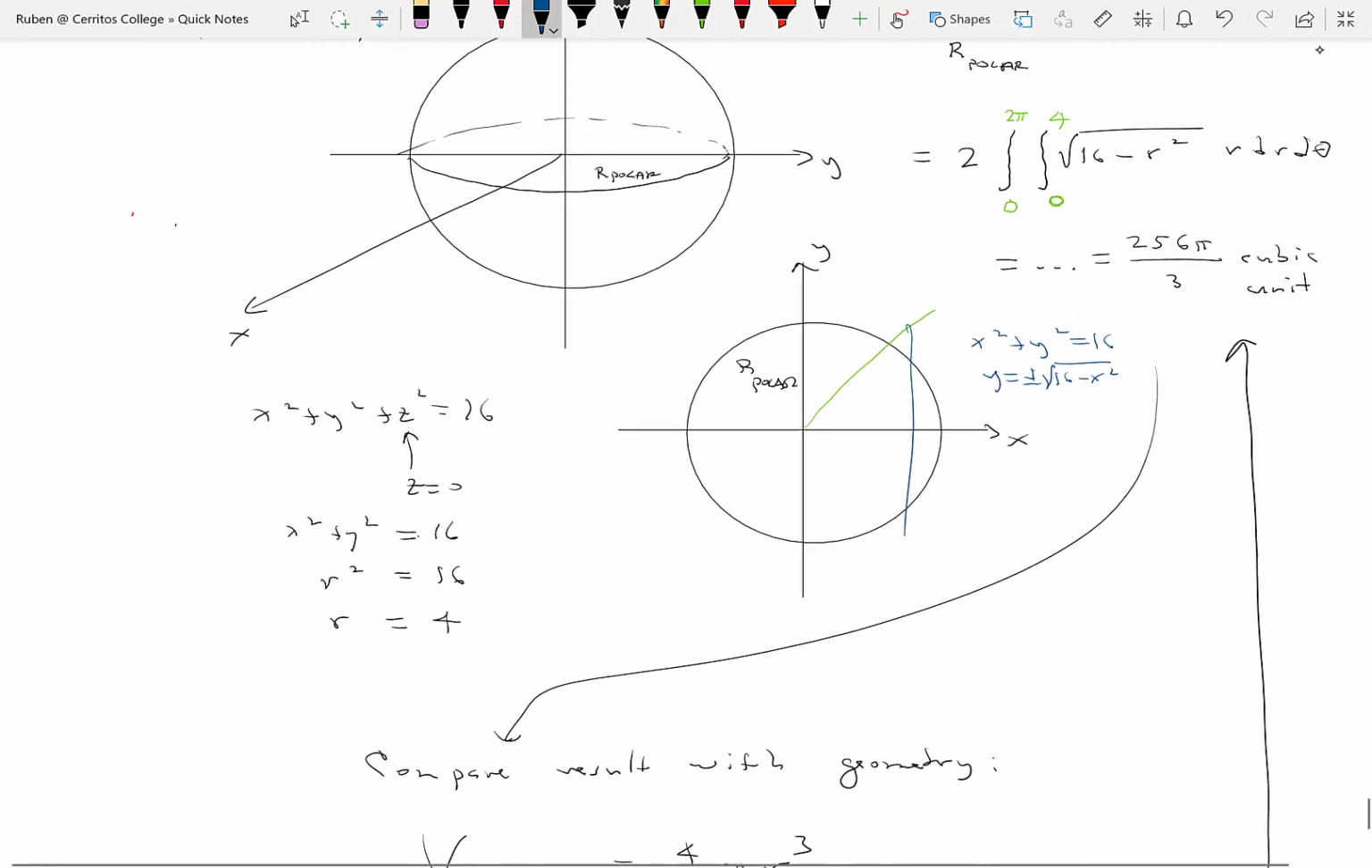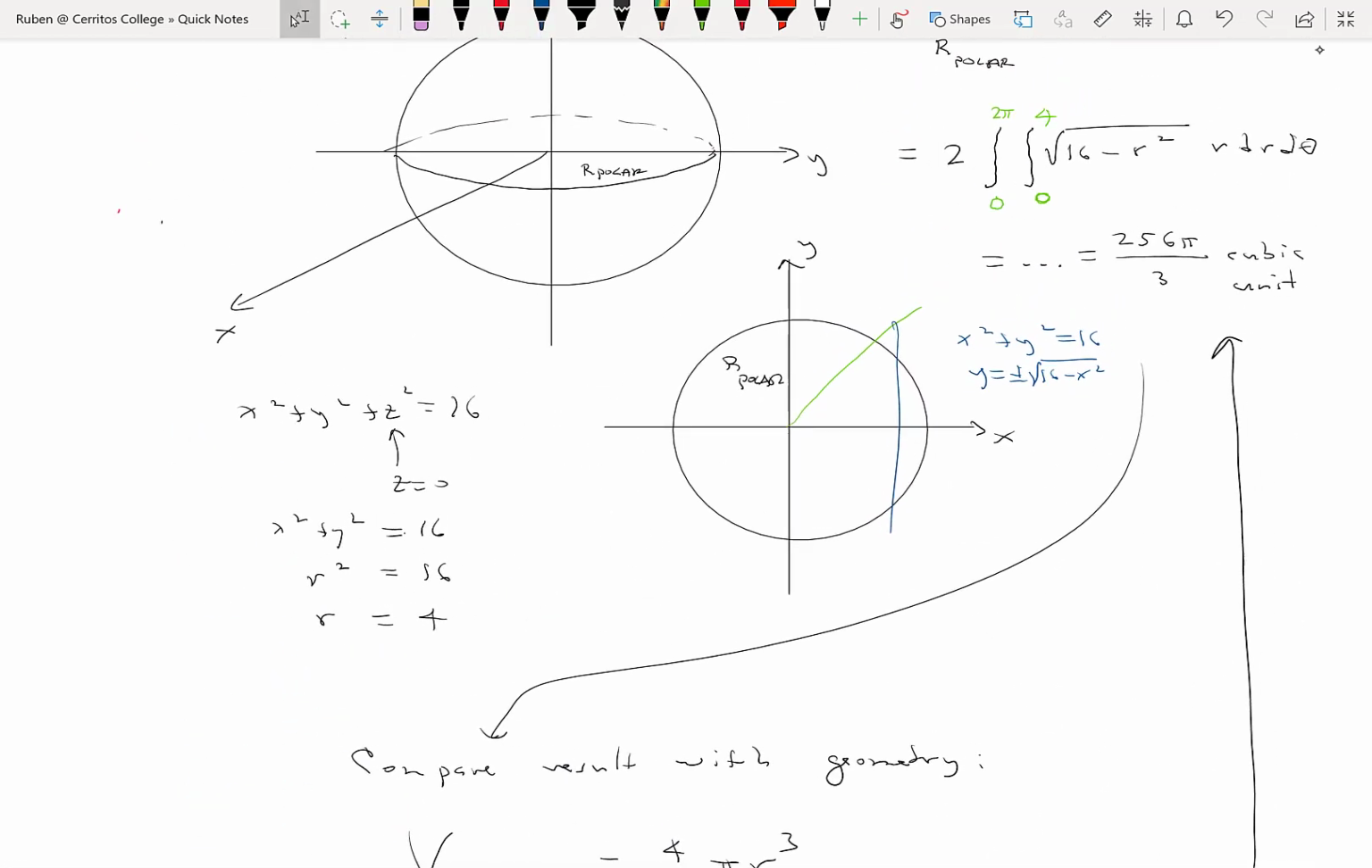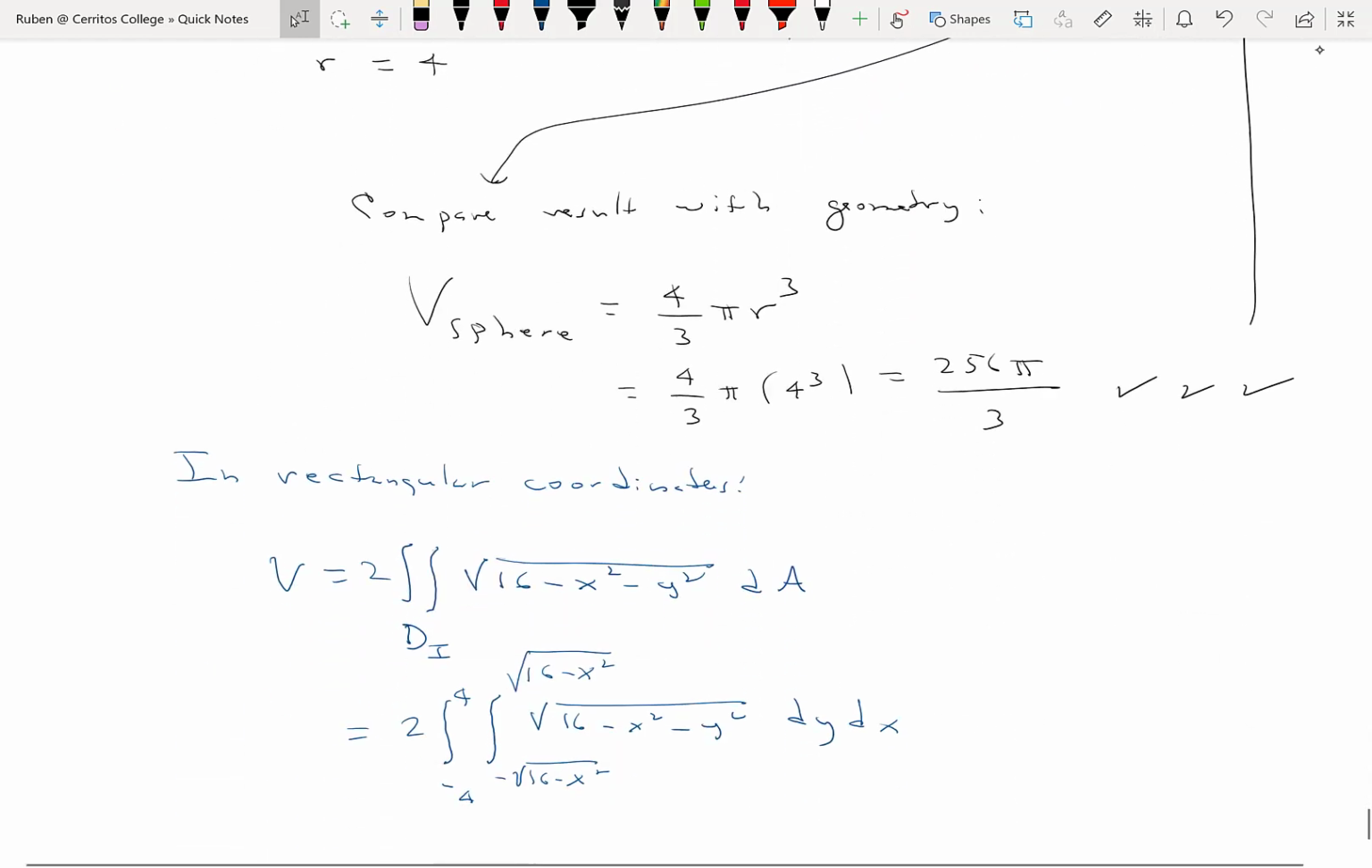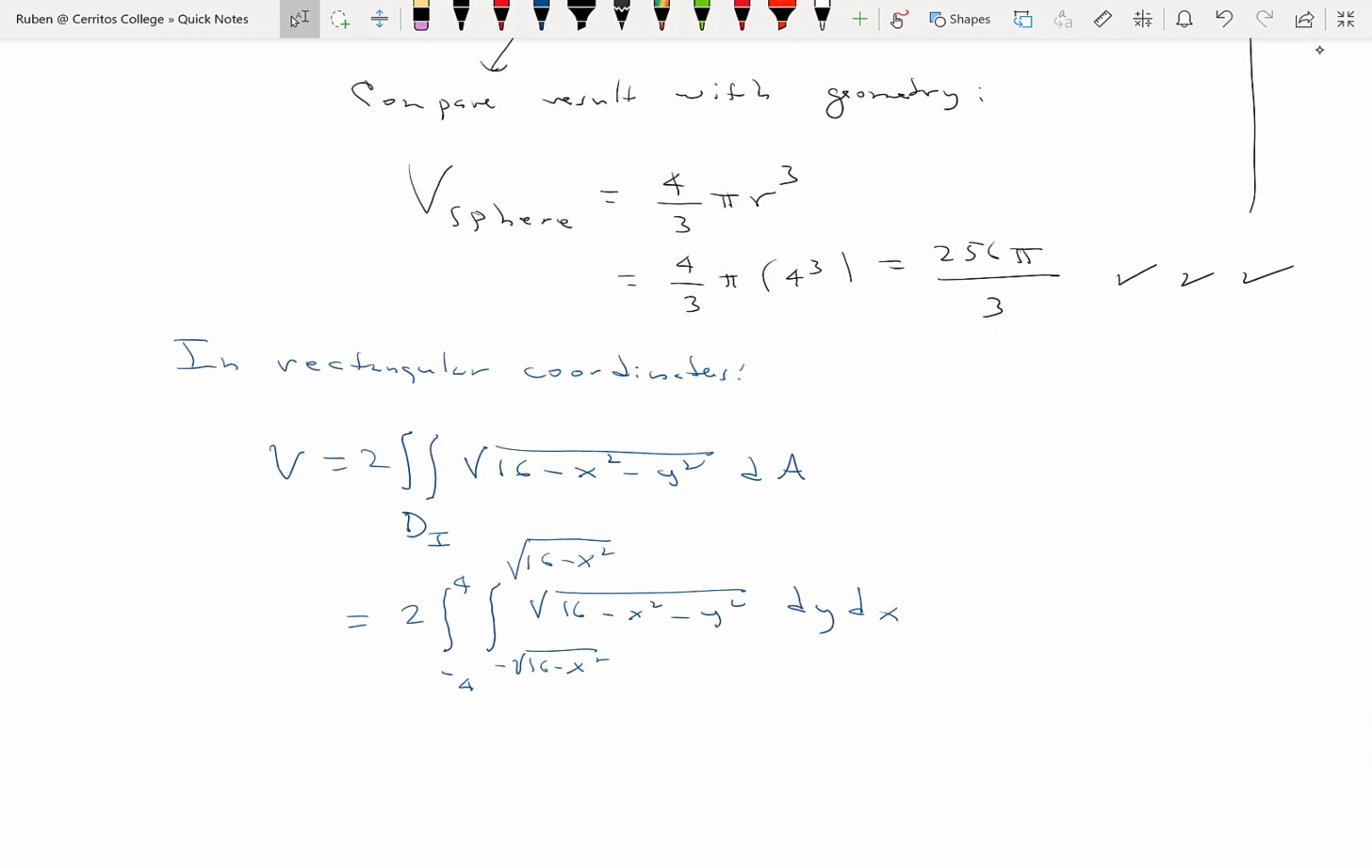Let's write the integral in polar form. In polar form, a simple u substitution works. In rectangular form, not so much. In rectangular form, to integrate the square root of 16 minus x squared, held fixed, with respect to y, and then minus y squared, we'd have to make a trig substitution, and it's messy.